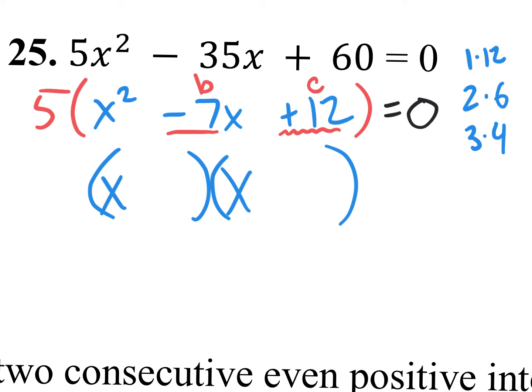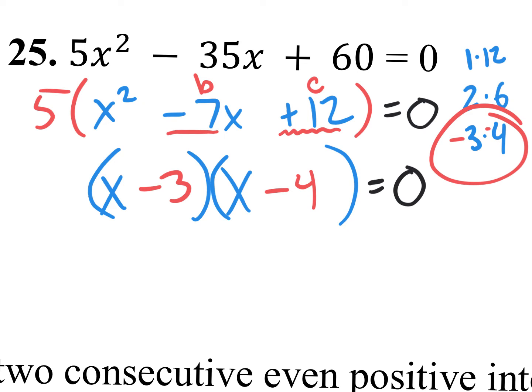So if we do combine 12 and 1, that's 13. That b value is not 13. Don't go to the original. Go to the one that you already factored the 5 out of. 2 plus 6 is 8. That's not 8. 3 plus 4 is 7. That is 7, but it's negative 7. So I have the right numbers. I just have the wrong signs. So I want to change both of those to negatives. So I really have x minus 3 times x minus 4. It really is equal to 0. Don't forget about the 5 that's out there that you already factored out.